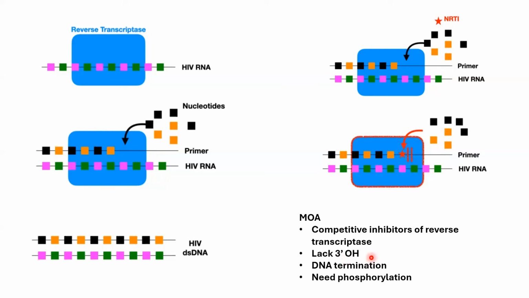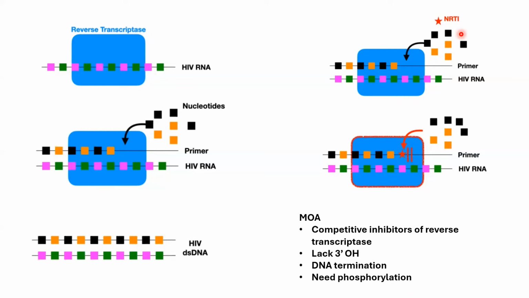And as you know, without a 3-hydroxyl group, this is a quick flashback, you cannot form a phosphodiester bond for the DNA. So it's going to lead to a termination of the strand. Okay, now, the fourth point you need to remember is these NRTIs need phosphorylation to be active.